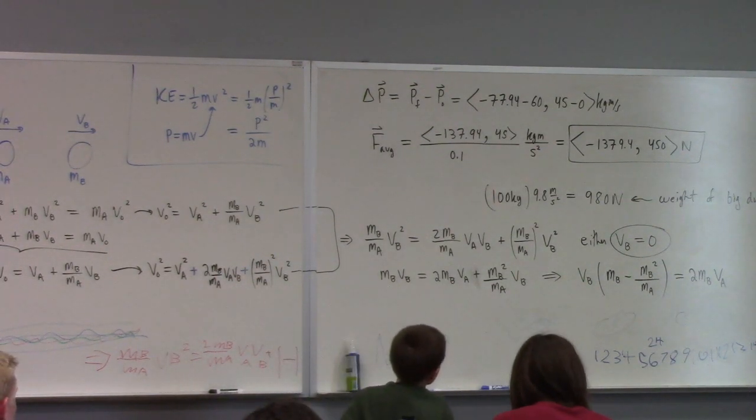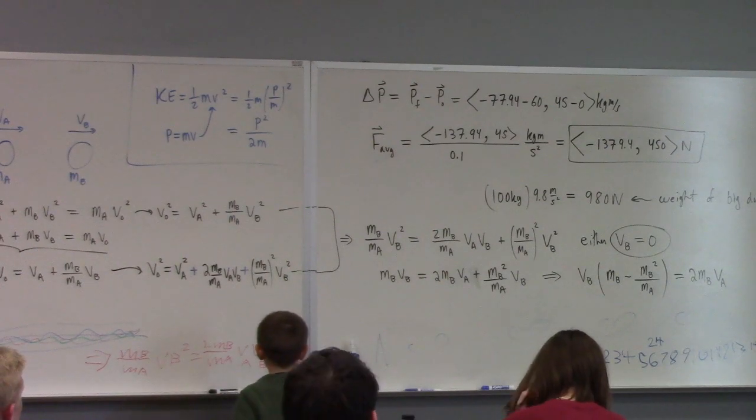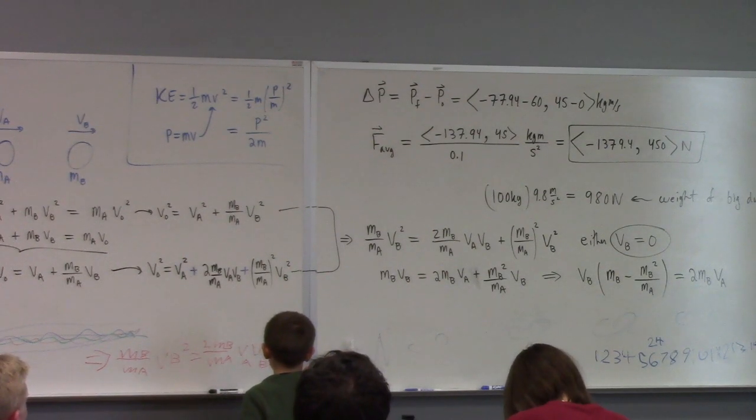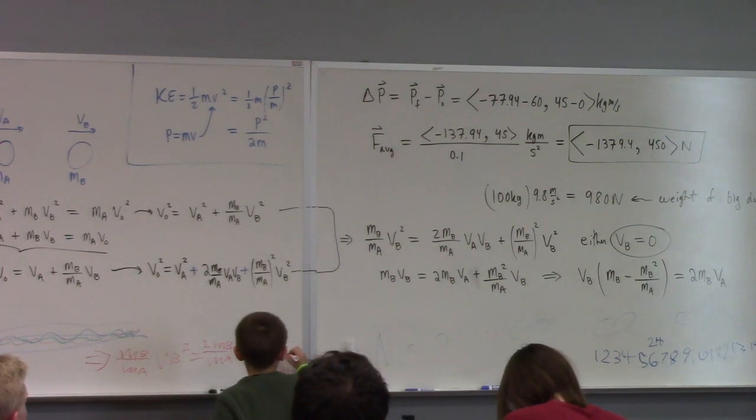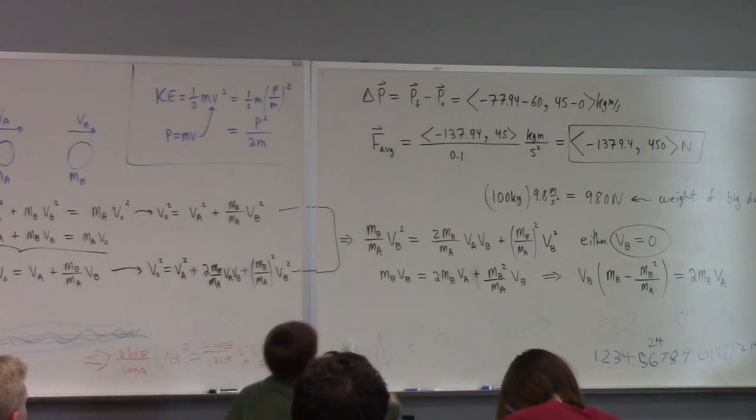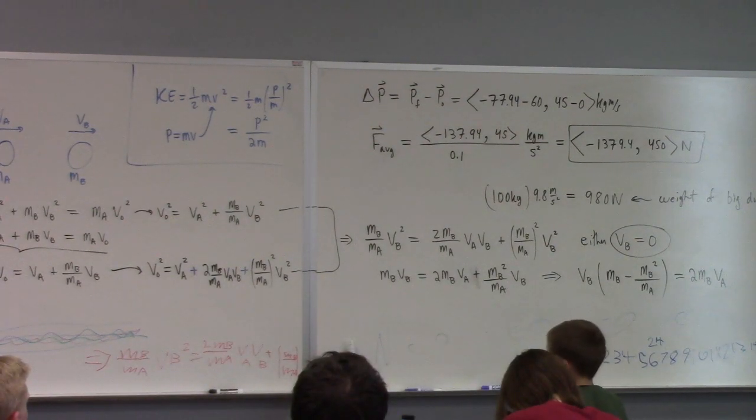I'm starting to feel like I should do what? Just divide both sides by MB minus MB squared over MA. Divide both sides by what? Wait, are we finding VB or VA? I'm finding a relation between VB and VA at the moment.